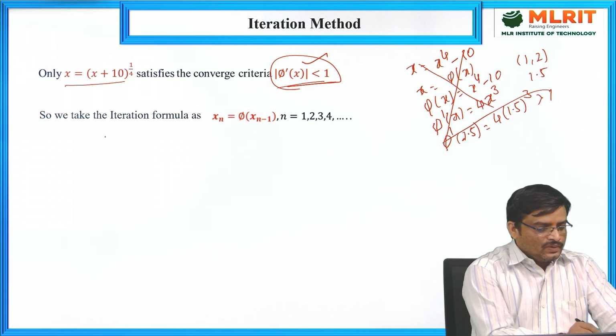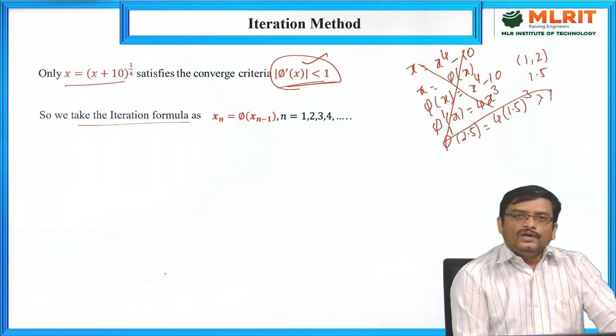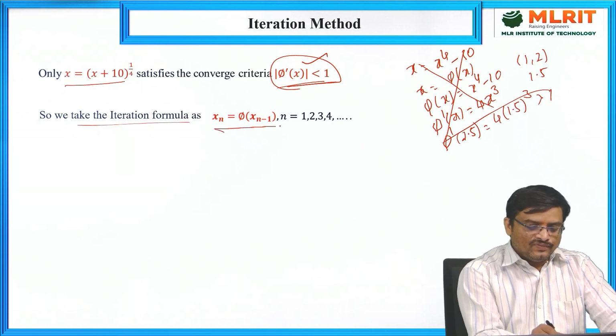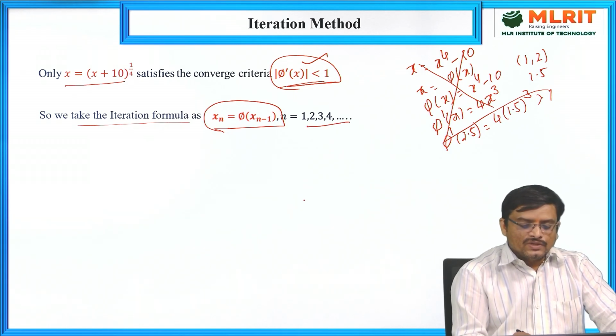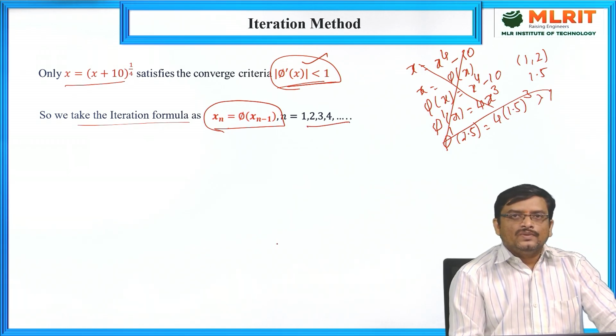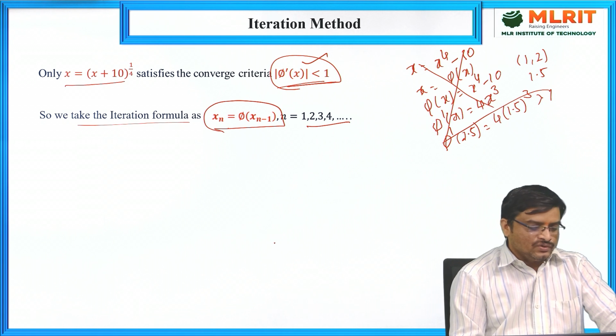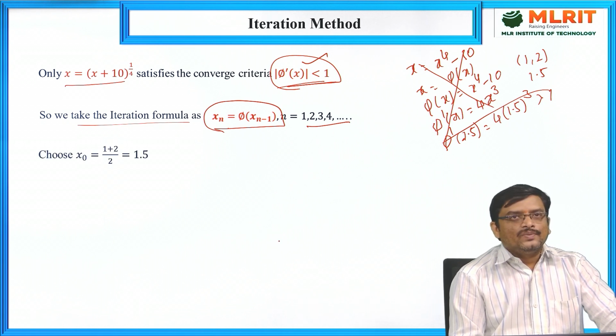So now we take the iteration formula. This is our standard formula for the iteration method. Now one by one you substitute n is equal to 1 comma 2 comma 3 comma 4 and so on. So first we will take the initial approximation here.